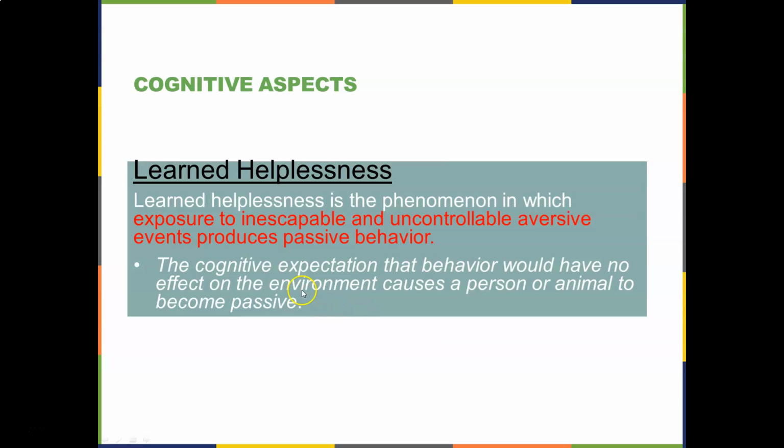Okay, and then I put a little more elaborate definition down below here. I said, that's the cognitive expectation that behavior would have no effect on the environment, which causes a person or animal to become passive.